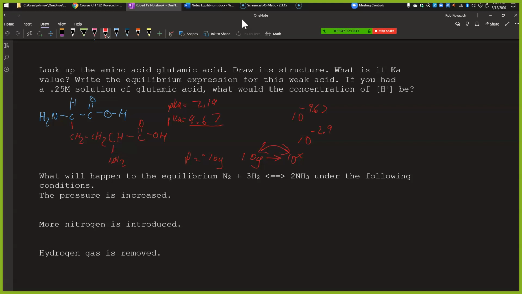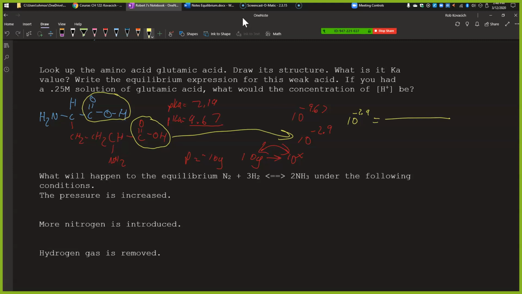So the second number is the fact that all amino acids have one acid right here, but since this is glutamic acid, it's got a second acid on its side chain. So because it has two acids, I'm going to be using the lower number. So then what we're saying is the Ka value for this is 10 to the negative 2.9. That might be frustrating for you, but whatever. You can do that. Exponents can have decimal places.